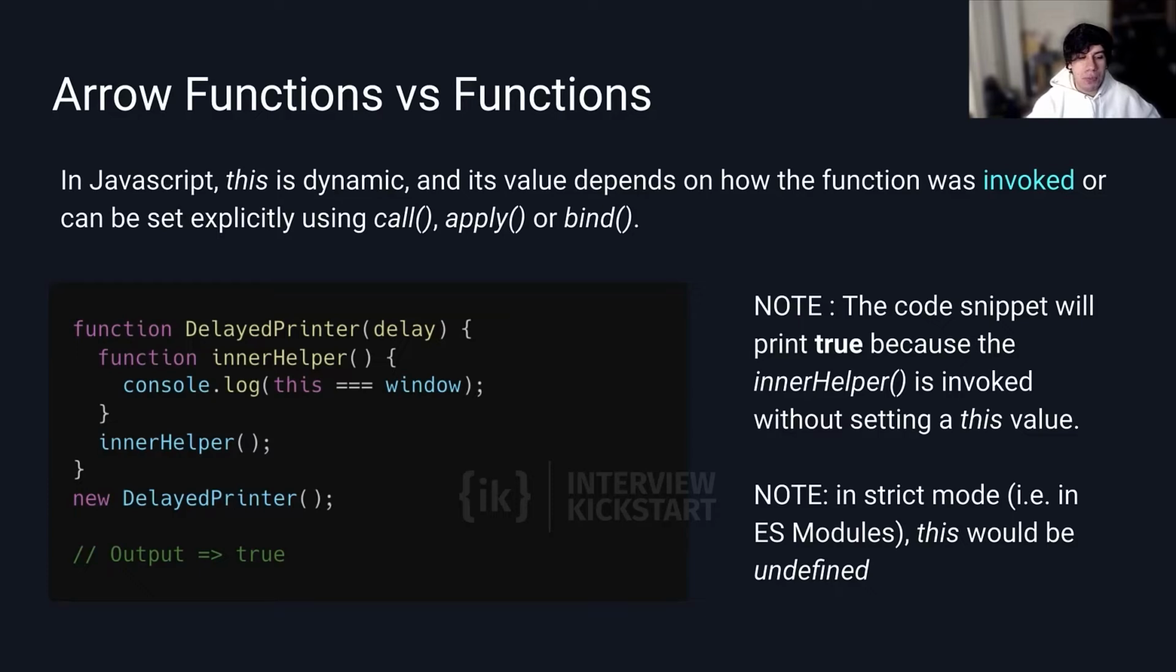But also notice that we've declared another function called innerHelper, and then we're invoking that innerHelper function. Whenever you have a normal function declaration, that function is going to receive its own this object. That's important to keep in mind here, because it means that if we call innerHelper, even though DelayedPrinter has this set to an object, because innerHelper is its own function declaration, this is actually going to be equal to window if we're running this globally, or undefined in strict mode, and globally this strictly equals window.